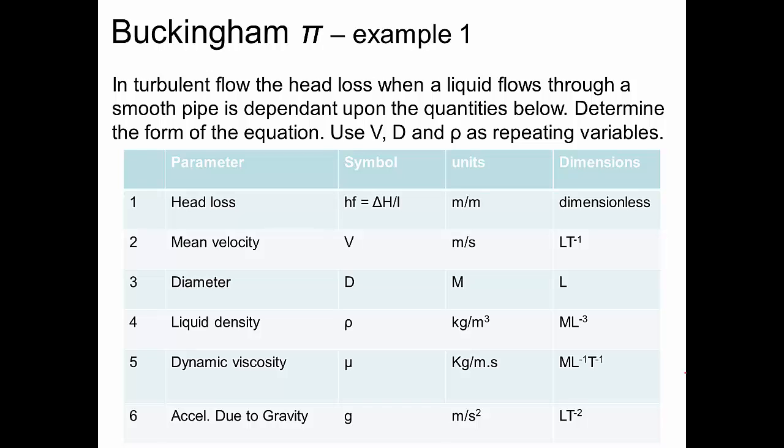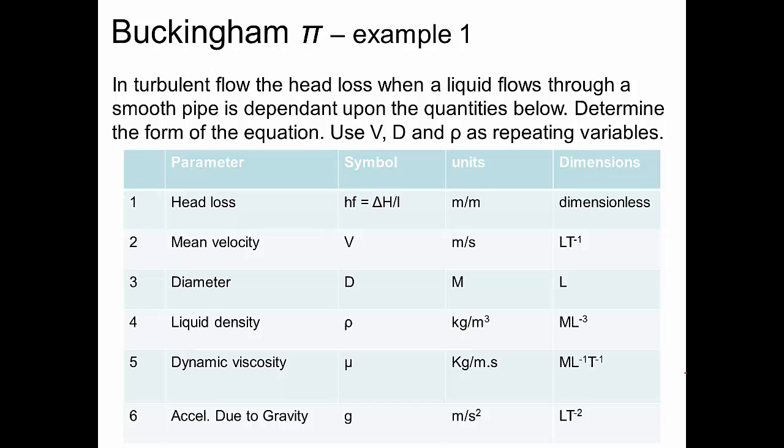It says determine the form of the equation, and we're going to use V, so velocity, diameter, and density as our repeating variables. So we've got six parameters. One of them is already dimensionless, the head loss. This is the energy loss per unit length of the pipe, and this way energy is measured in meters, which I won't get into now. It's obviously not truly energy because it's got the units of meters and dimensions of length, but it's equivalent to the energy loss. But that's length divided by length, so that's already dimensionless. So we've effectively got five left.